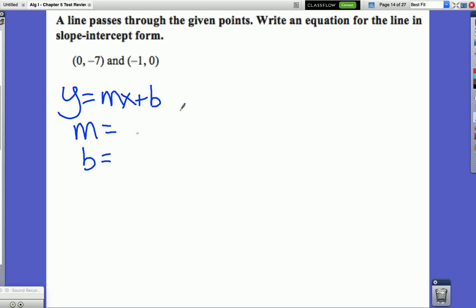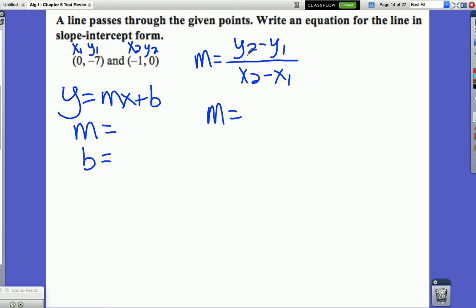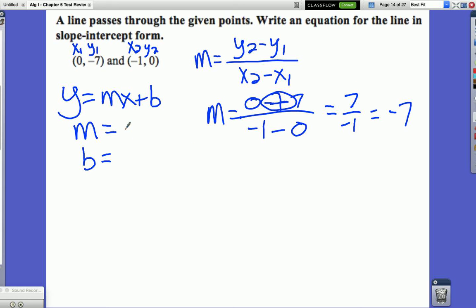So for this one, again, we're going to have to use the slope formula. y2 minus y1 over x2 minus x1. So x1 and y1, x2 and y2. M equals y2 is 0 minus y1, a negative 7, over x2, which is negative 1, minus x1, which is 0. Two negatives become a positive. 0 plus 7 is 7. And negative 1 minus 0 is negative 1. And we simplify 7 over negative 1 is negative 7.